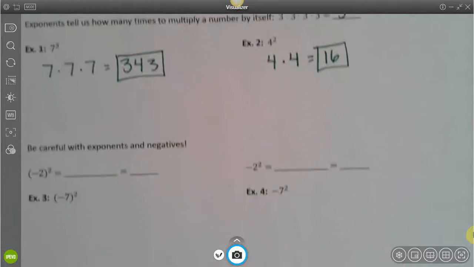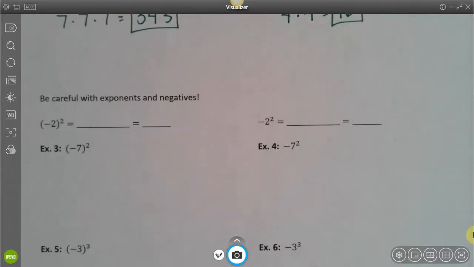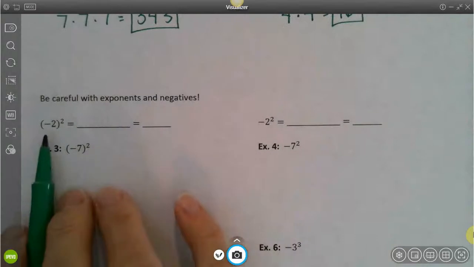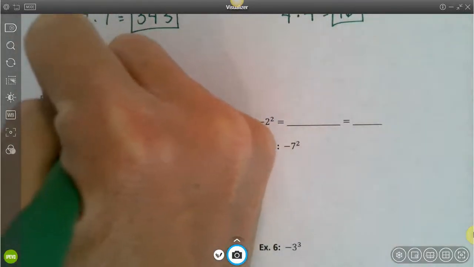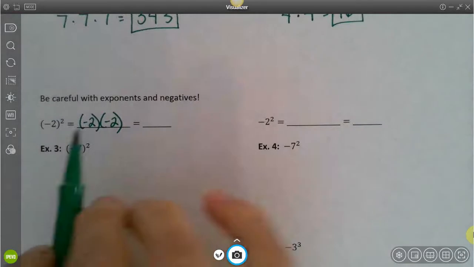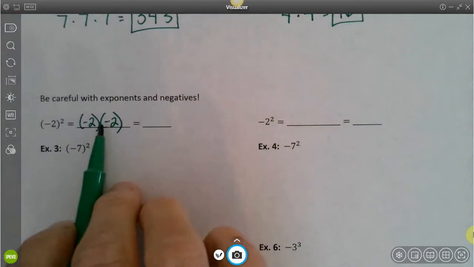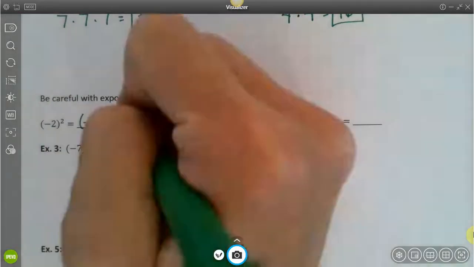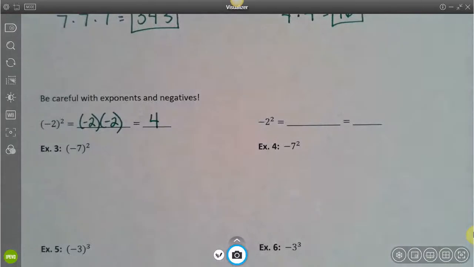And you just need to be extra careful anytime you're working with negative numbers and exponents. So here we see negative 2 squared with the negative 2 in parentheses. So what that's telling us to do is negative 2 times itself, negative 2 times negative 2, which, a negative times a negative is a positive, which means our answer is positive 4.